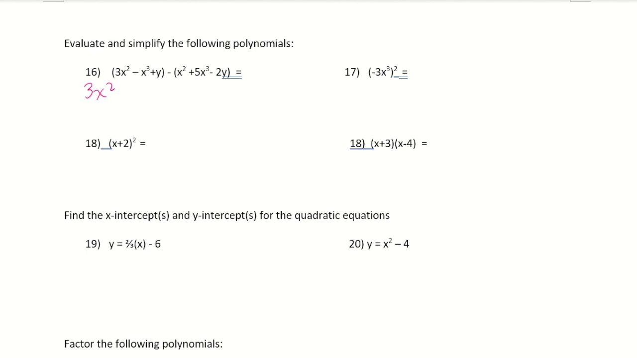So we got 3x squared minus x cubed plus y minus x squared minus 5x cubed plus 2y, because we have to distribute the negative. So now we're just going to combine like terms: 2x squared minus 6x cubed plus 3y.